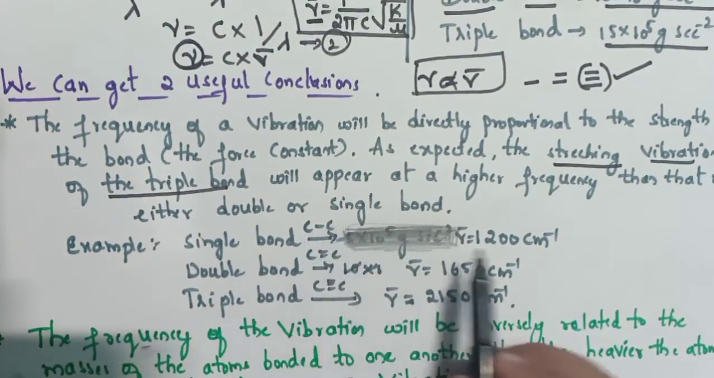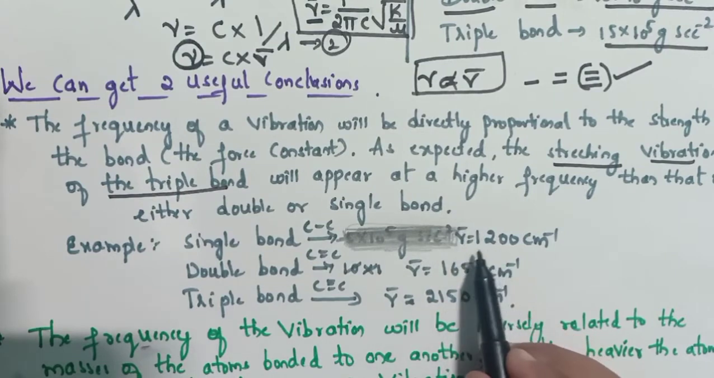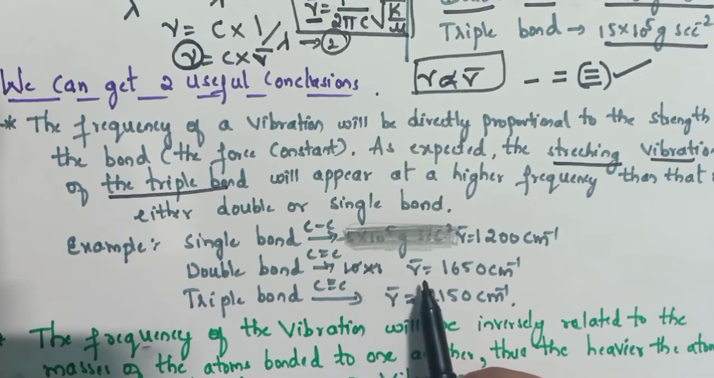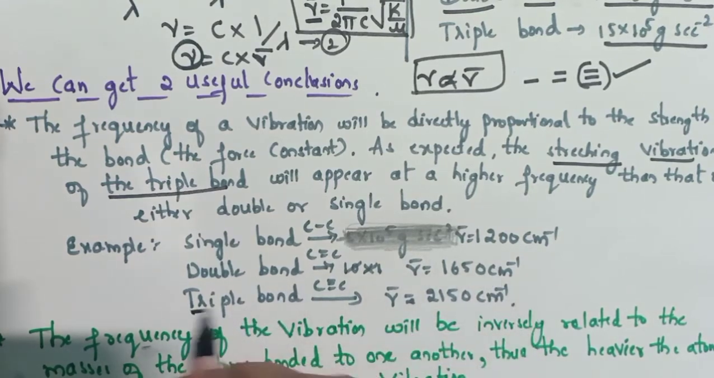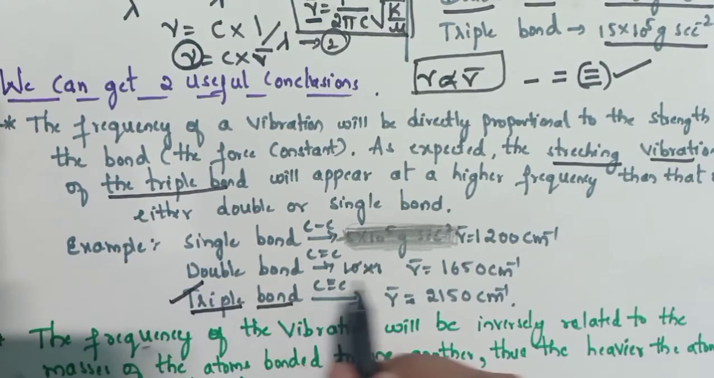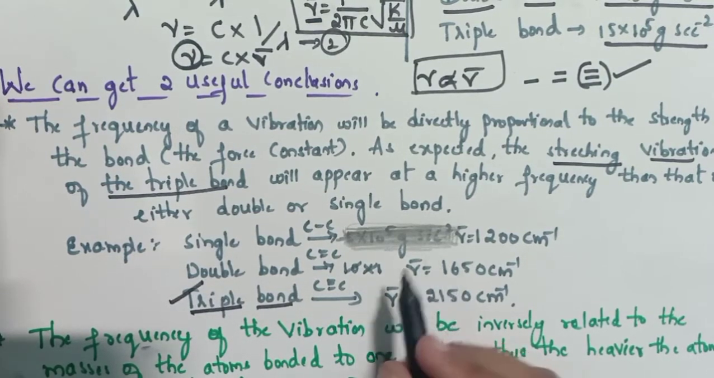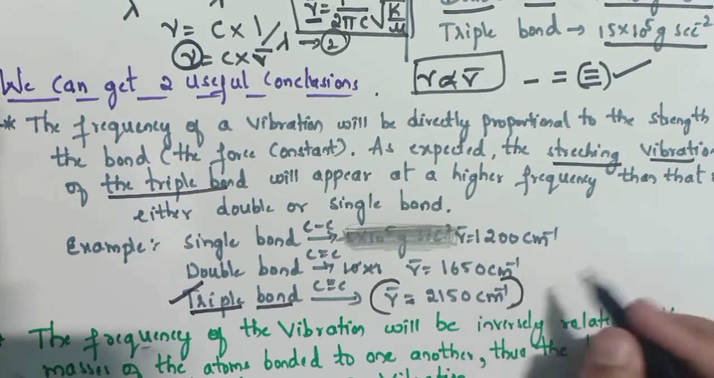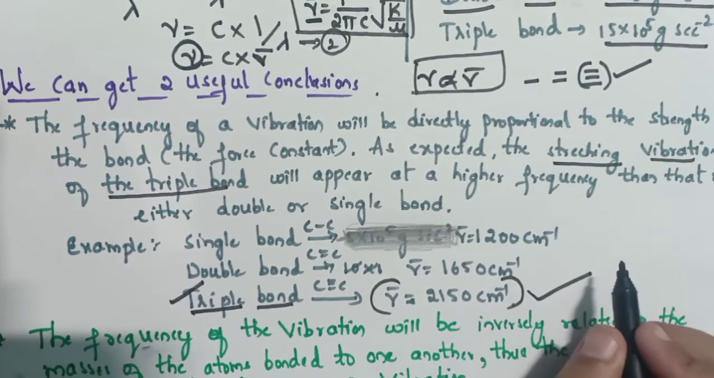For C single bond C, the frequency of vibration is 1200 cm⁻¹. For the double bond C=C, the frequency of vibration is 1650 cm⁻¹. For the triple bond C≡C, the frequency of vibration is 2150 cm⁻¹. So the triple bond's force constant is maximum. That's why the frequency of vibration of this triple bond is also maximum.